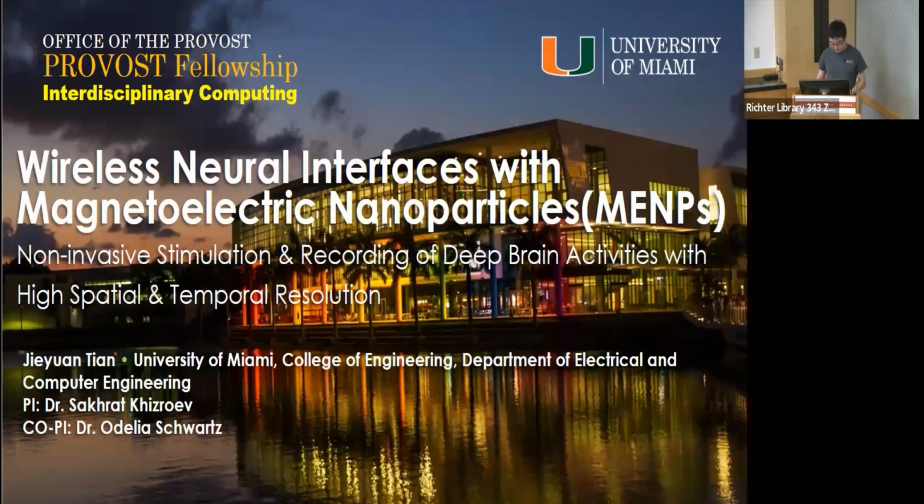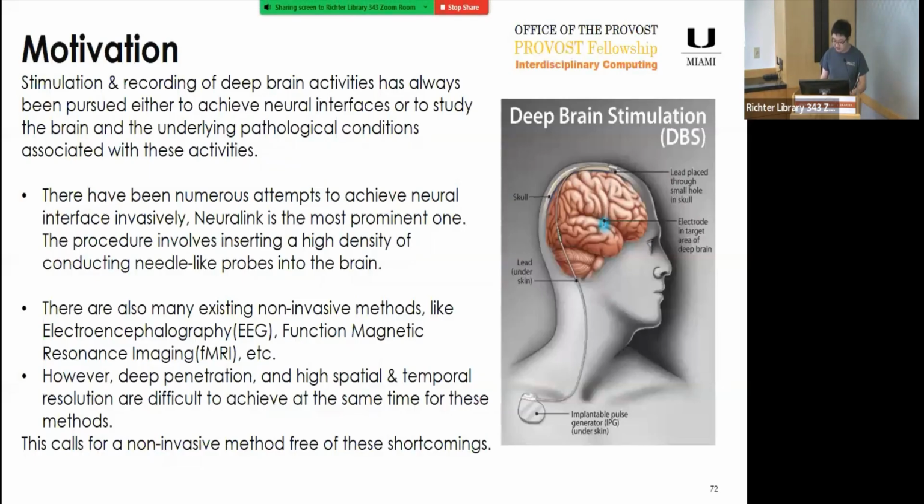Okay. I'm Jiwon Tian. I'm from the electrical engineering department. So my project is about wireless neural interfaces with magneto-electric nanoparticles, abbreviated as MENPs. The overall goal of this project is to come up with a prototype with high spatial and temporal resolution. The motivation of the project is, currently, imagine the future.